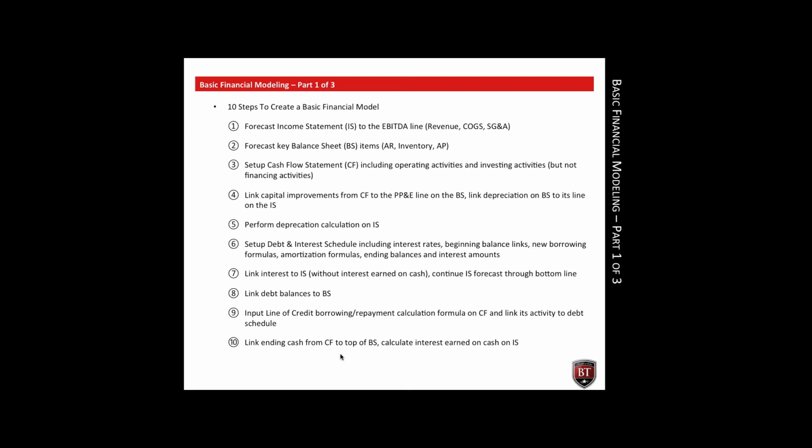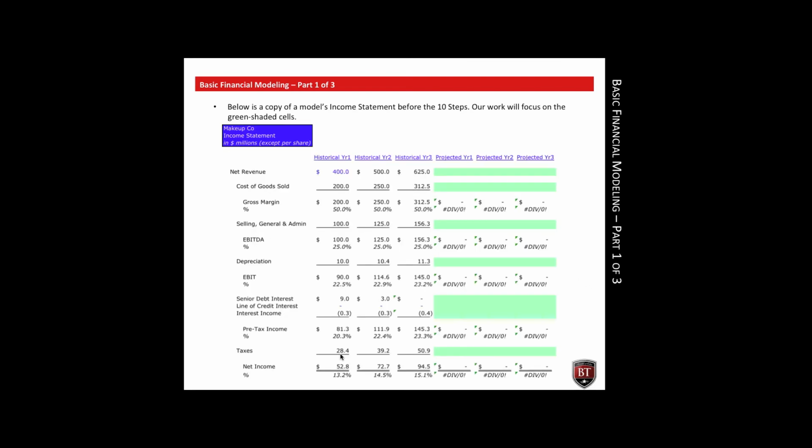Let's take a look at some of the images. Here's a copy of an income statement. This is what we're going to use for our module here, and we're going to focus on the green highlighted cells. You can see we have 3 years of historicals, 1, 2, and 3, and then I've set it up with 3 years of projections.